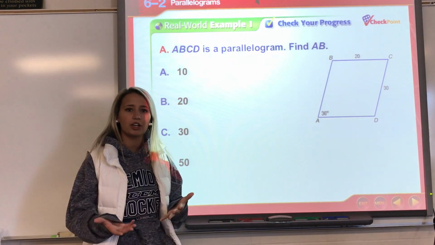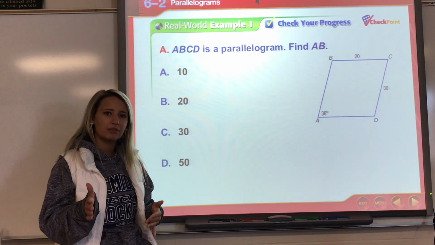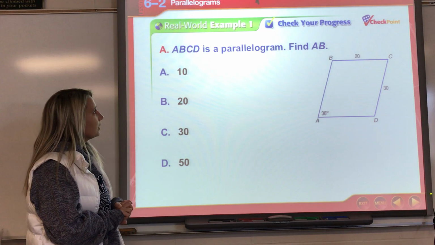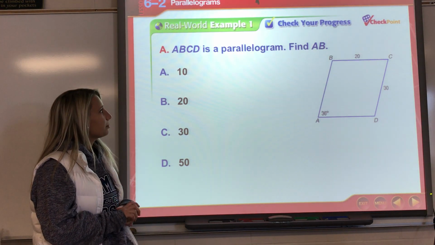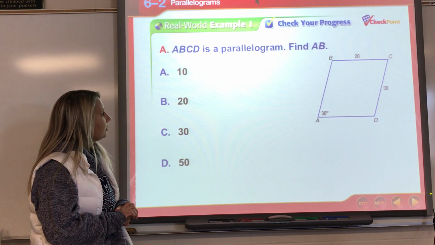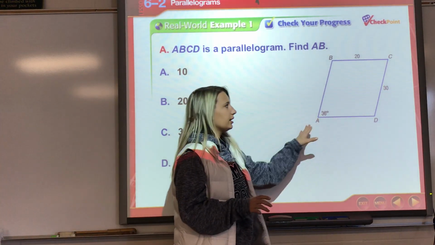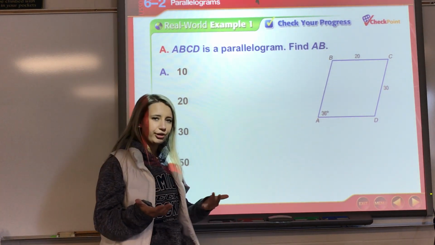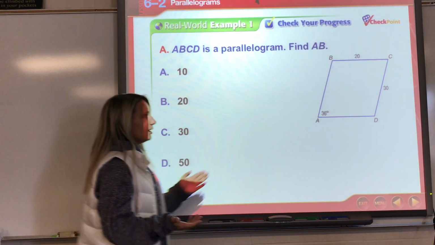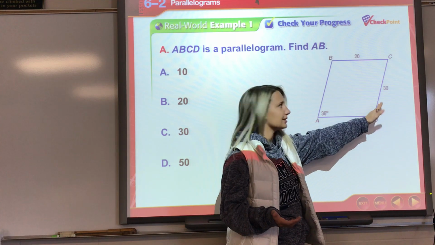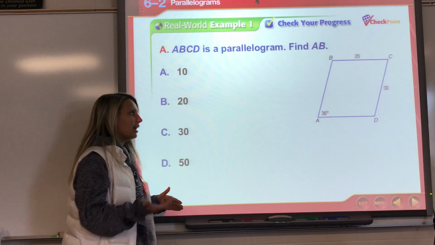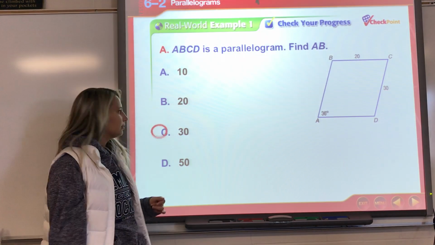Okay, so here's to check your progress. You guys can pause your video to think about it. Okay, ABCD is a parallelogram. Find AB. Well, if this is a parallelogram, I could go through and fill out a lot of things. But if we're trying to find AB, I might want to use that opposite side. So if this opposite side is 30, then AB would also be 30.